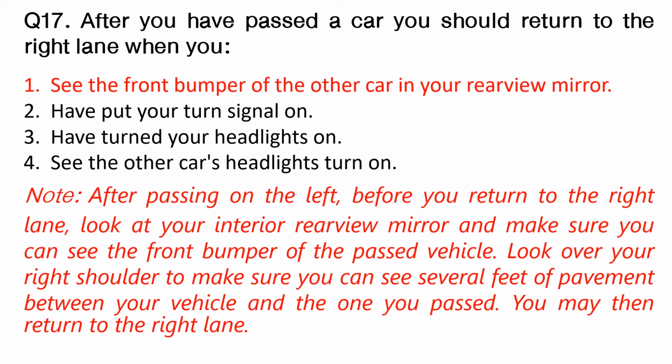The answer is option number 1. See the front bumper of the other car in a rear view mirror. Note: after passing on the left, before you return to the right lane, look at your interior rear view mirror and make sure you can see the front bumper of the passed vehicle. Look over your right shoulder to make sure you can see several feet of pavement between your vehicle and the one you passed. You may then return to the right lane.